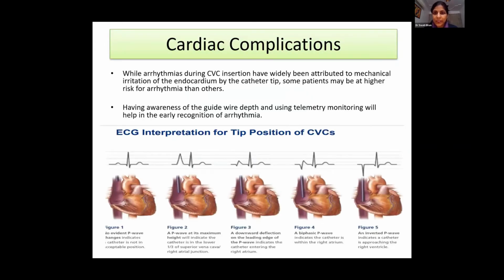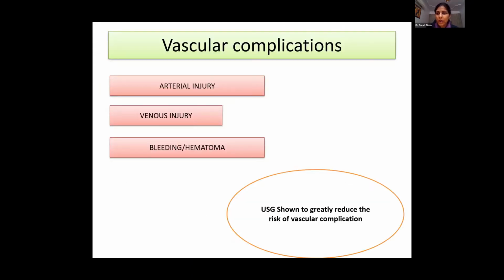Coming to the cardiac complications, while putting the central catheters, we can have arrhythmias, and they should be managed accordingly. The vascular complications most commonly associated with the use of CVCs are arterial injury, venous injury, bleeding, or hematoma. And we can see that with the use of ultrasound, the risk of these complications has decreased.